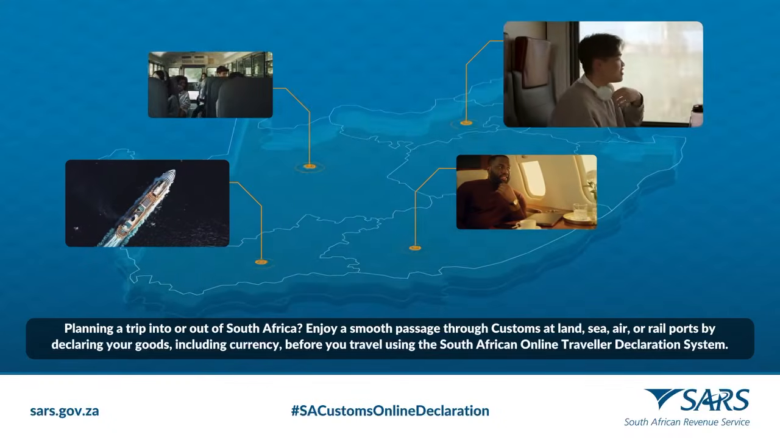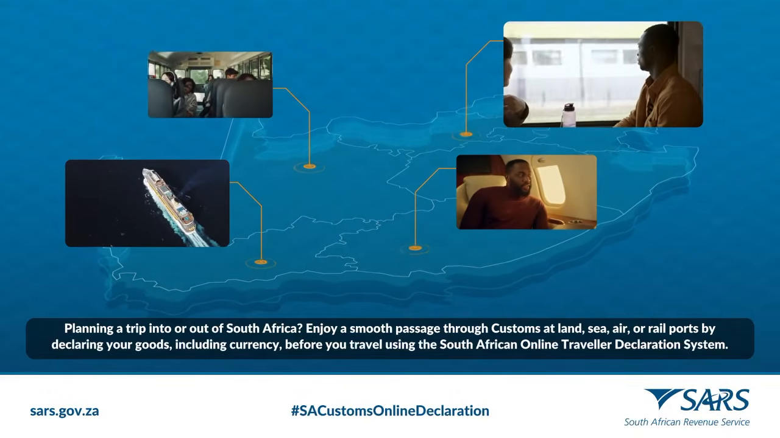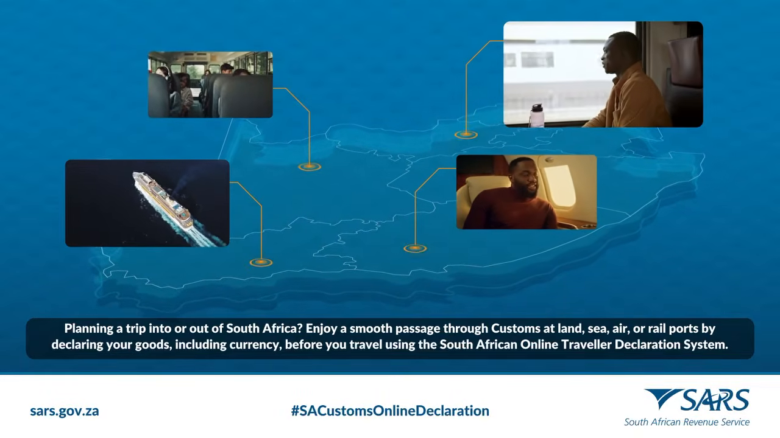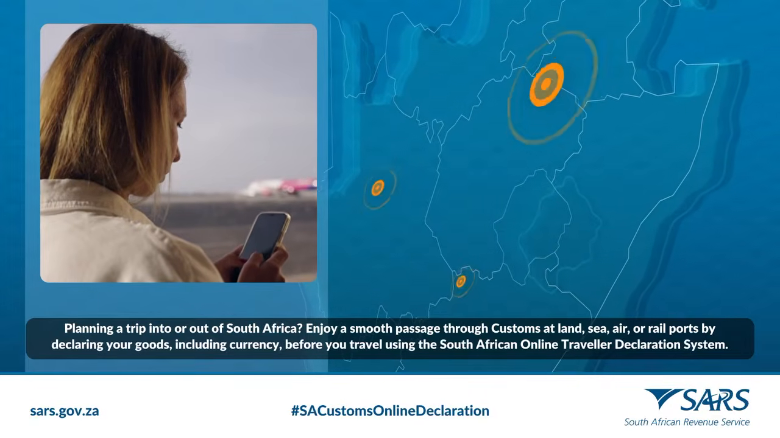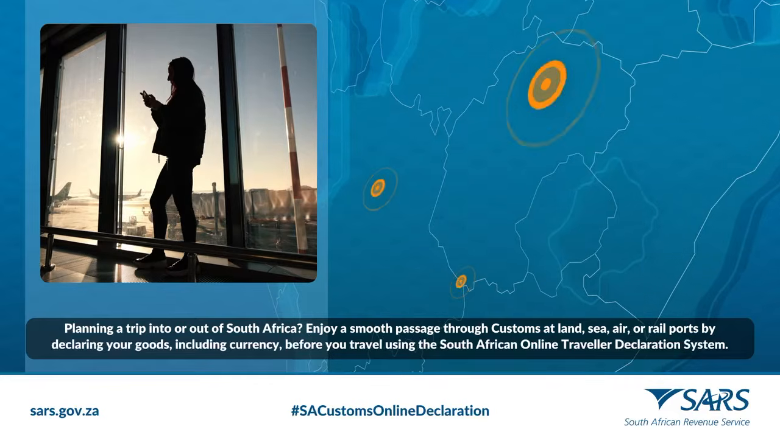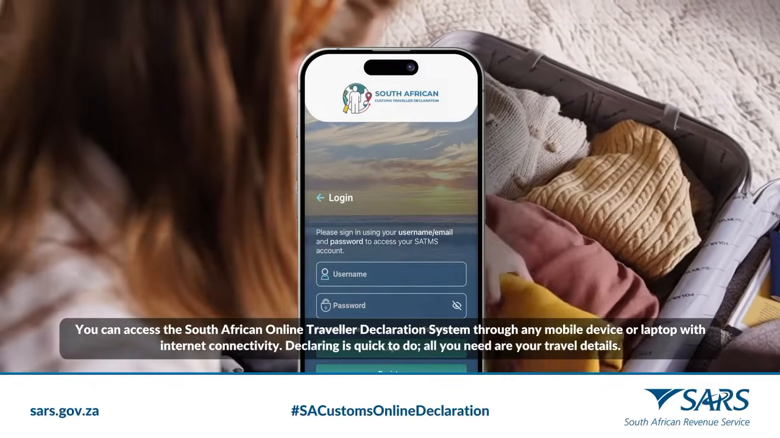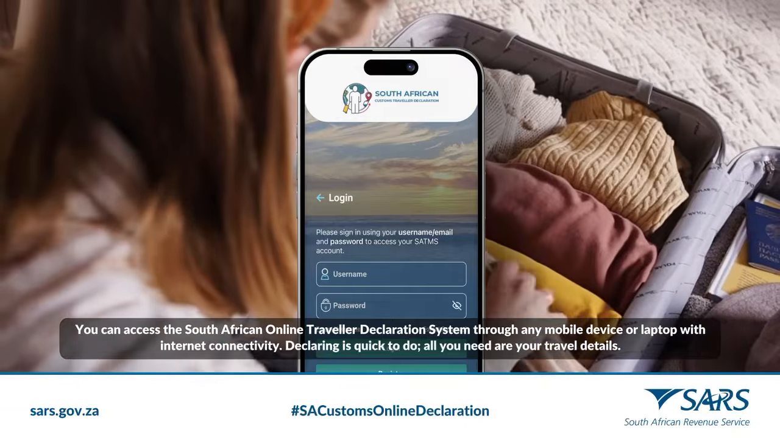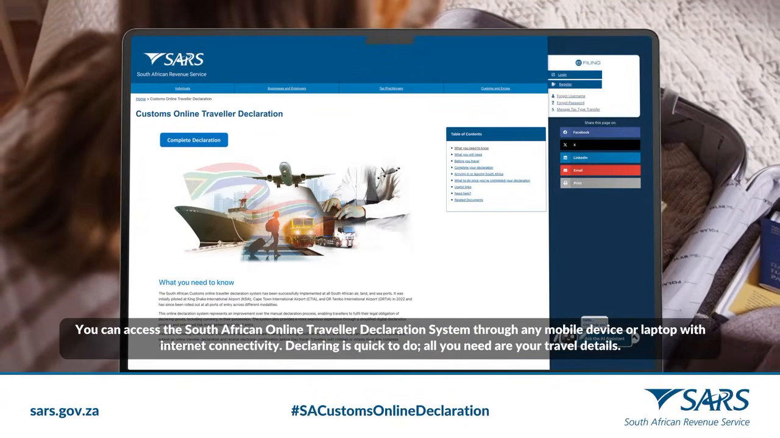Planning a trip into or out of South Africa? Enjoy a smooth passage through customs at land, sea, air, or rail ports by declaring your goods, including currency, before you travel using the South African Online Traveller Declaration System. You can access the South African Online Traveller Declaration System through any mobile device or laptop with internet connectivity.